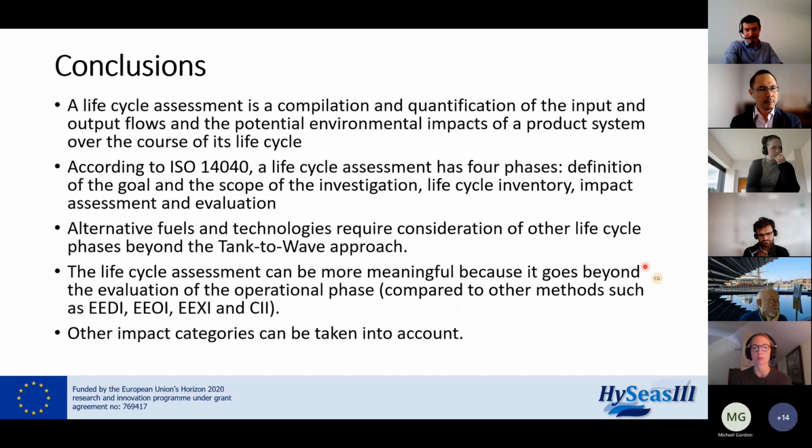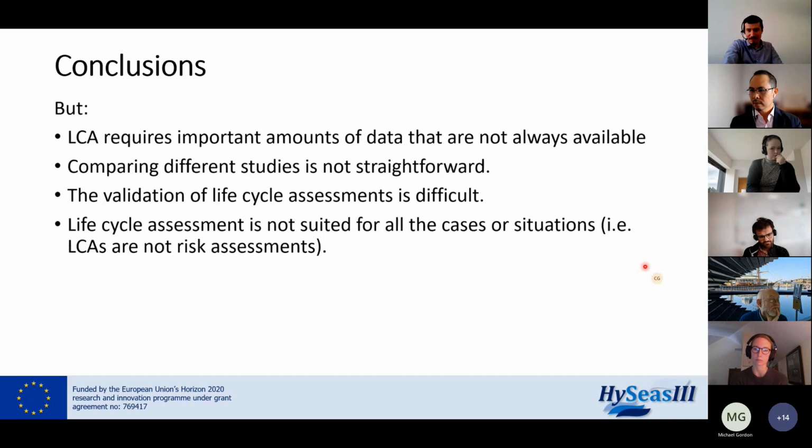There are some existing indicators, but life cycle assessment can help to overcome some of the difficulties with those indicators, which only address tank to wake, basically. And we can also consider other impact categories, which is also important.